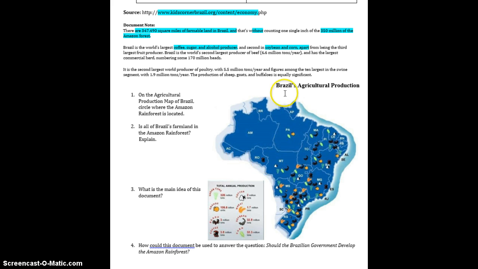All right, so now that we understand a little bit about the source and the document notes, now we want to start answering the questions. We know that the map that we are looking at here is of Brazil. It is cut out from South America and just giving us the Brazilian borders. Also down here we see the total annual production of sugarcane, cotton, oranges, wheat, beans, soybeans, coffee, and corn. And then you can also see the areas of which it's grown. Now, the first question asks us on this map to circle where the Amazon rainforest is located. And so we're going to do that right now.